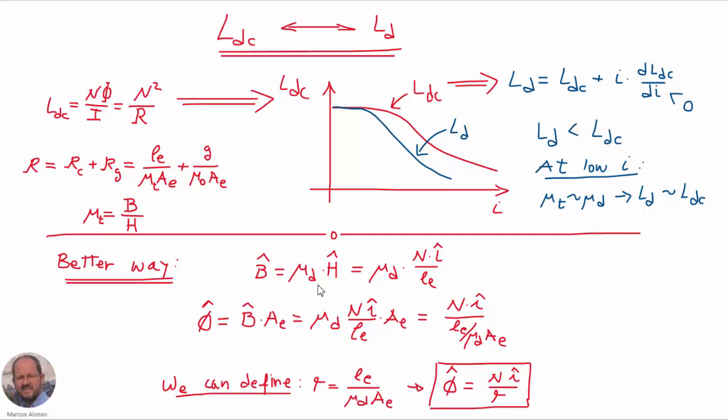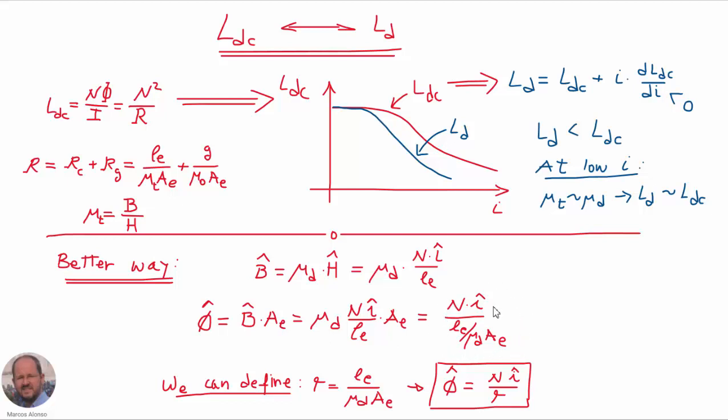For this, we can see that the differential permeability is the relationship between the perturbations of B and H. So we can say that the perturbation of the magnetic flux density is equal to the differential permeability times the perturbation of the magnetomotive force divided by the length. Following this reasoning, the perturbation of the flux is equal to the perturbation of B times the area, and then we can get this expression here.